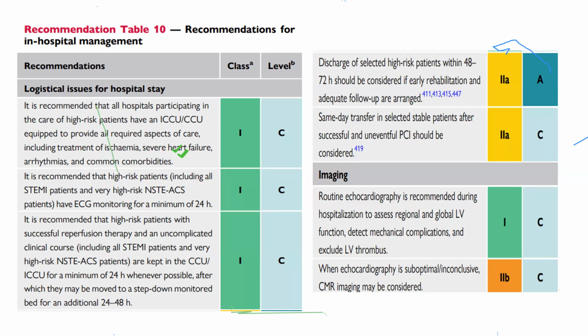Discharge of selected high-risk patients within 48 to 72 hours should be considered if early rehabilitation and adequate follow-up are arranged. Same-day transfer in selected stable patients after successful and uncomplicated PCI should be considered. That is 2A. In terms of imaging, routine echo is recommended during hospitalization to assess regional or global LV function, detect mechanical complications, and exclude LV thrombus. When echocardiography is suboptimal or inconclusive, cardiac MRI may be considered as a 2B.